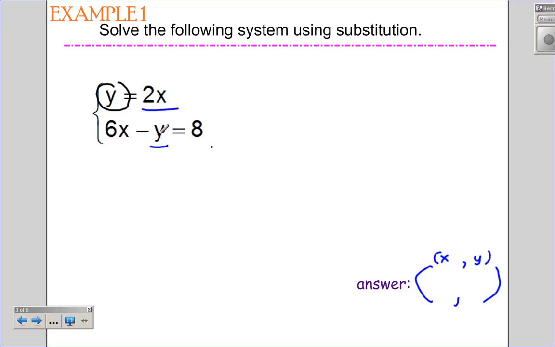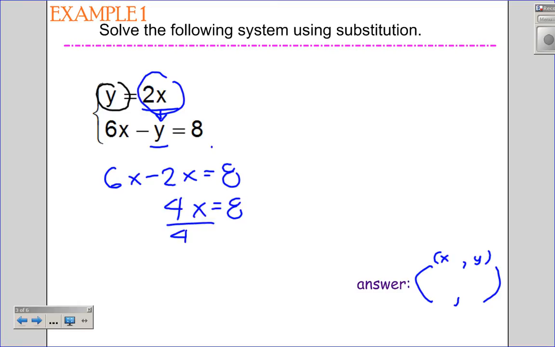I can get rid of this y because I know that y is the same thing as 2x. So I'm just going to plug that into this equation. Instead of 6x minus y, what do I know y is? Well, I know it's 2x, because it told me y is 2x. So 6x minus y is 8 becomes 6x minus 2x is 8. That leaves me with 4x equals 8, so x equals 2.